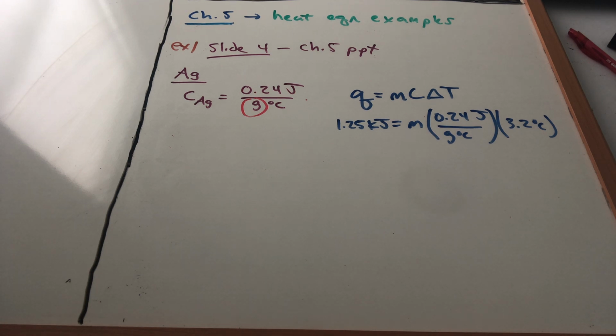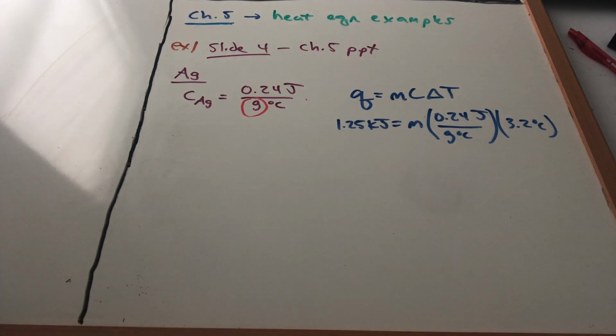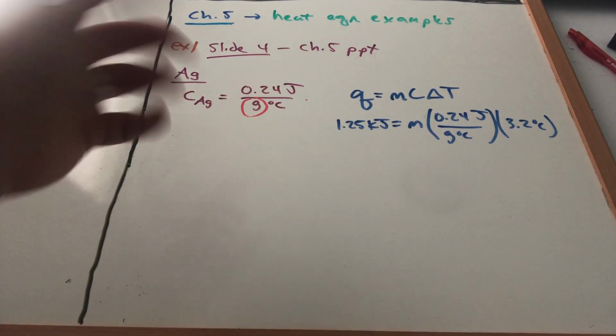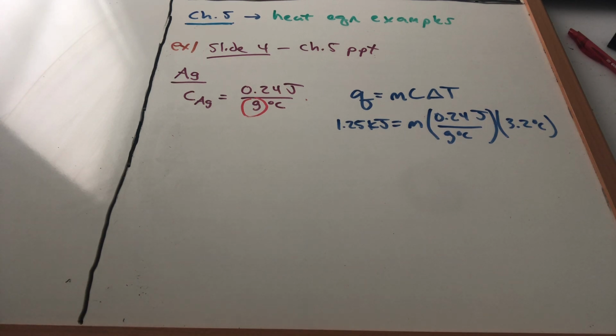Okay. I want to point out one thing again before we start. Notice that this is a positive value. And what is our delta T? Our delta T is also positive. So it was another situation where we heated this up. It gained energy and its temperature went up.